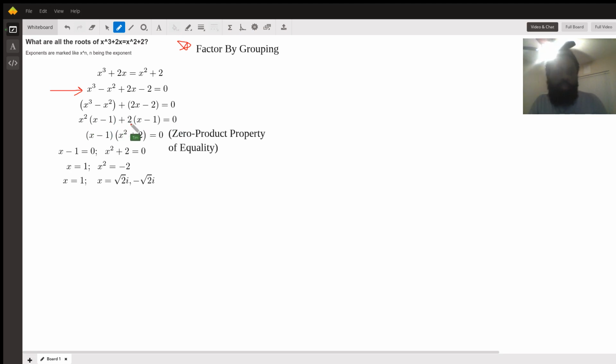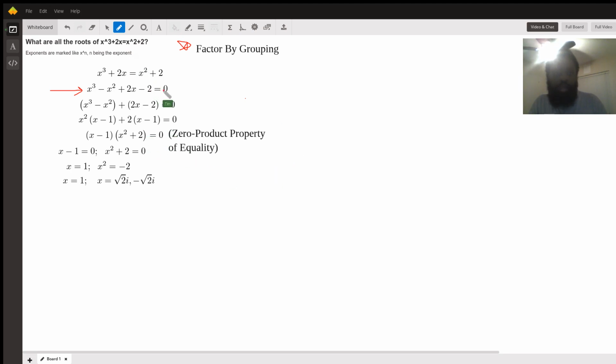This plus separates two terms. Notice there's an x minus 1 in both terms. So we're going to factor out the x minus 1. Once we do that, what's left? x squared plus 2 equals 0.